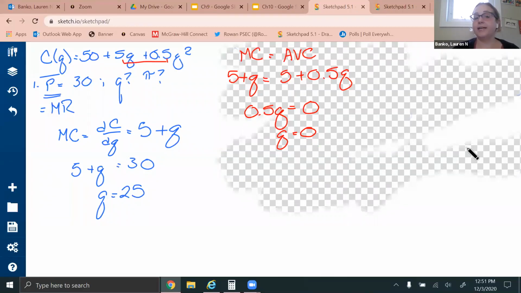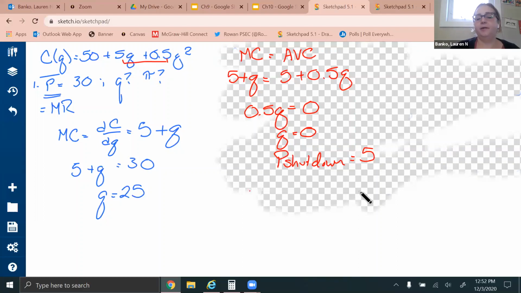But we still need to find the price, because that's what we're going to be comparing the market price to. So we're going to take the quantity and plug it back into either marginal or average variable cost to find this price. You get the same answer, and this is relatively simple anyway. So the price to shut down is 5, right? 0 plus 5.